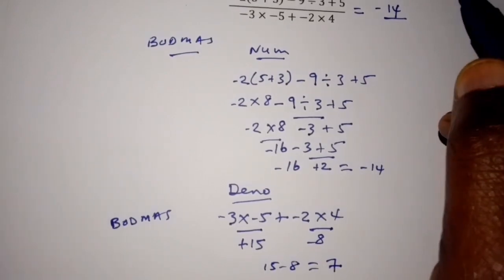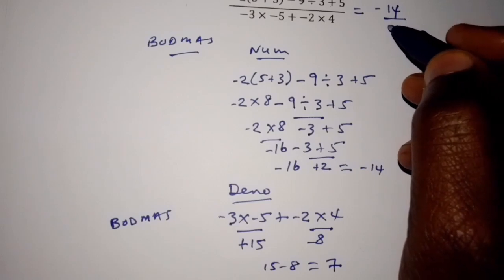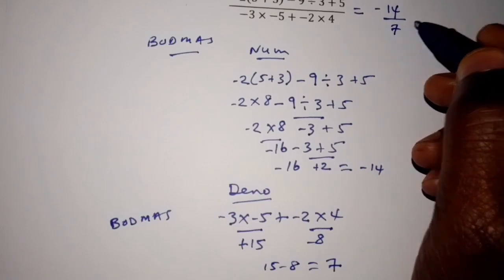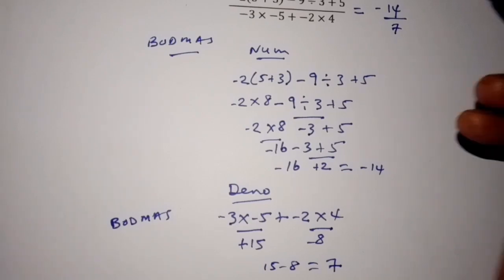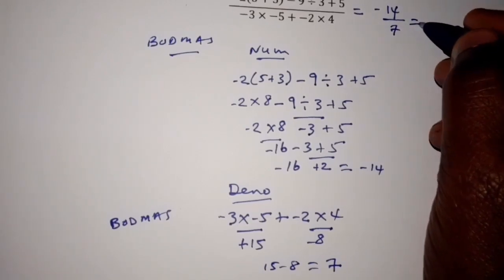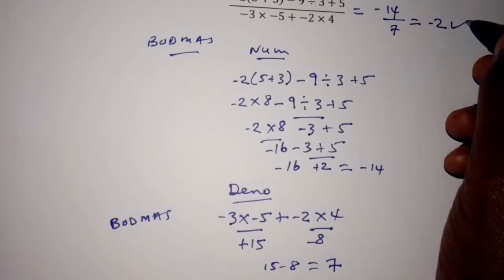So we can say that this is -14 divided by 7. Negative 14 divided by 7 is giving us a negative 2.